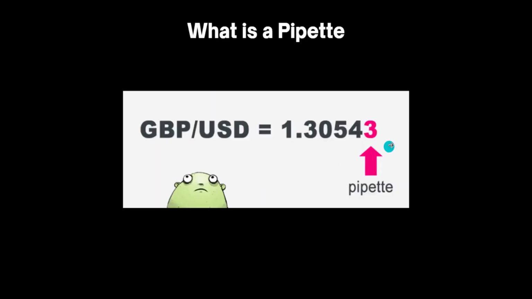If you come over here, you can actually see it. GBP USD is equivalent to 1.3054, and then the last digit is known as a pipette. It is simply like a fraction of a pip. We don't consider it because it is very infinitesimal. When we come to measure a pip, we don't consider this last one. So we only consider the 4th digit as our pip.